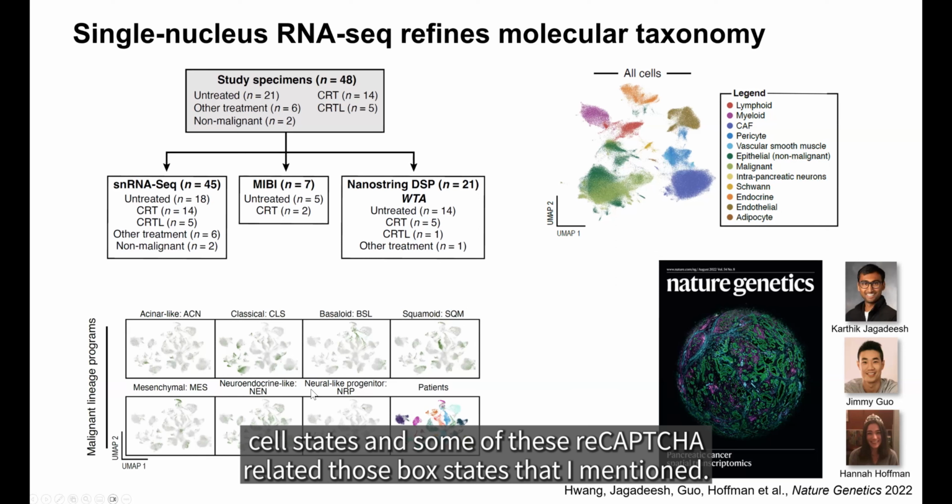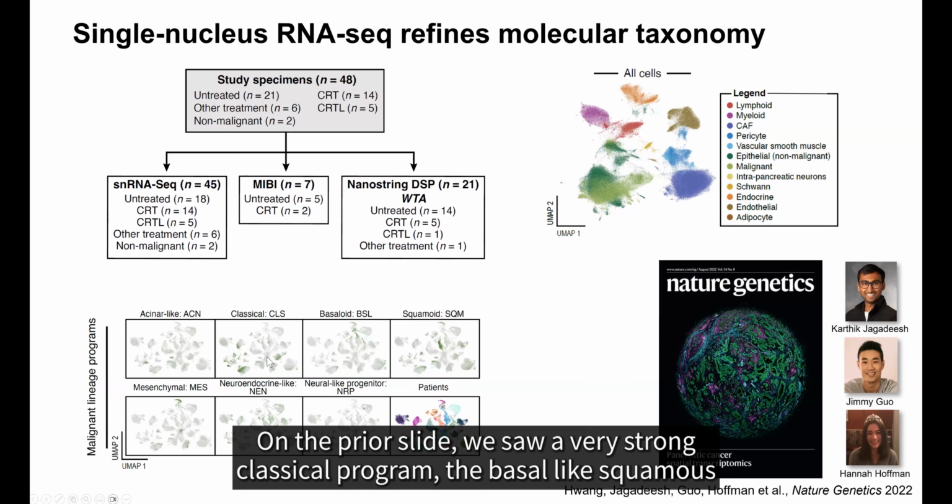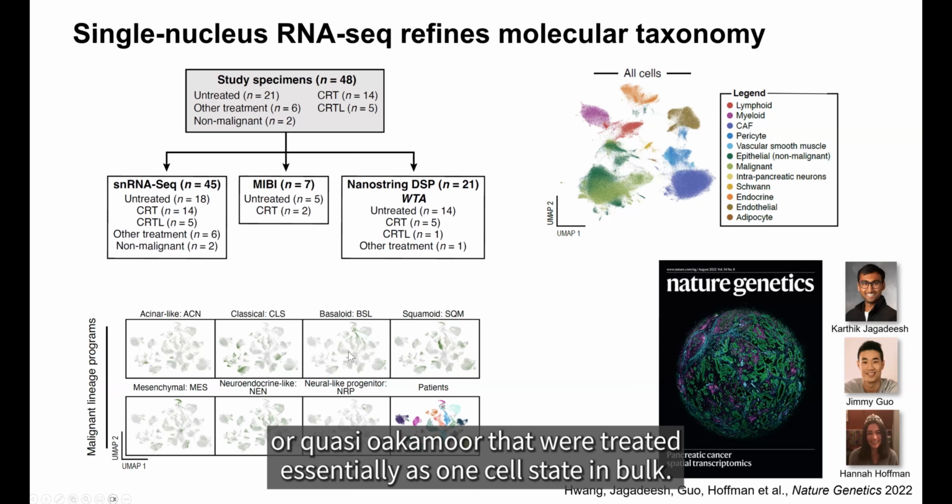And some of these recapitulated those bulk states that I mentioned on the prior slide. We saw a very strong classical program. The basal-like squamous or quasi-mesenchymal that were treated essentially as one cell state in bulk.